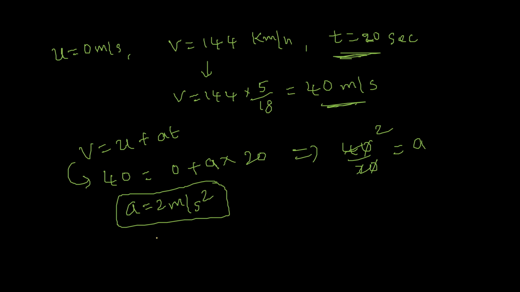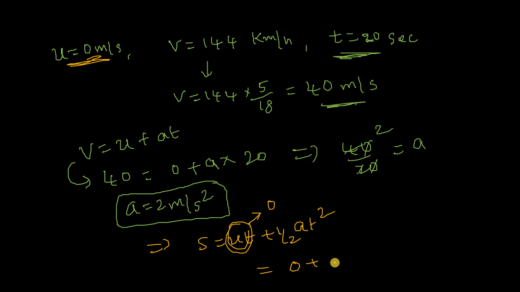So again, s equal to ut plus half at square. So here we need to find out, anyway, this term becomes 0. Why does this term become 0? Because initial velocity is 0. So then 0 plus half into a, which is 2, and time is 20 seconds. So 20 into 20 I am writing.